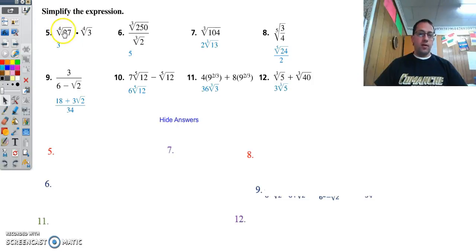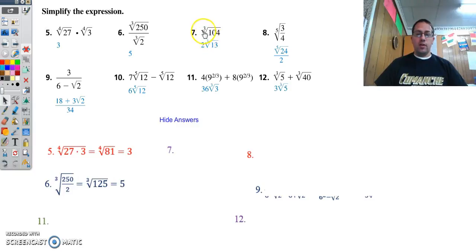So let's start with number 5. Number 5, let's see. We look at this, and they have the same index, so we can multiply the radicands together. So 27 times 3, which is 81, and the 4th root of 81 is 3. Okay. So let's look at 6. Okay, 6 again has the same index. The radicands are different, but that's okay. The index is the same, and 250 is divisible by 2, so we can just divide those out. And 250 divided by 2 is 125, and the cube root of 125 is 5.